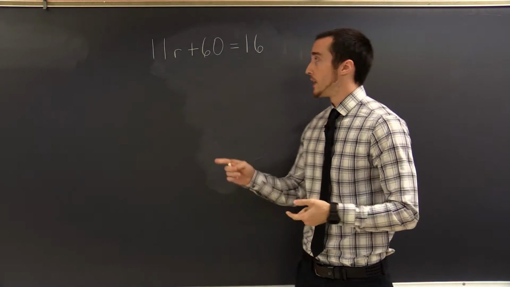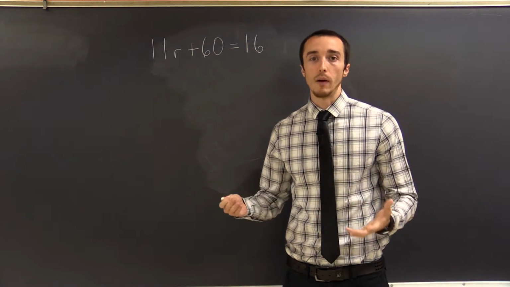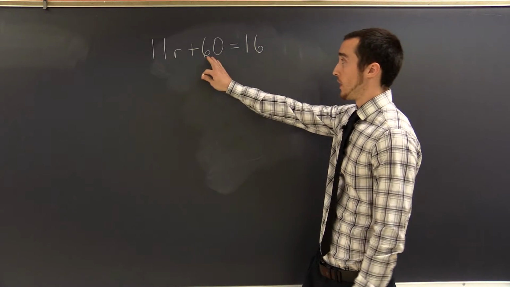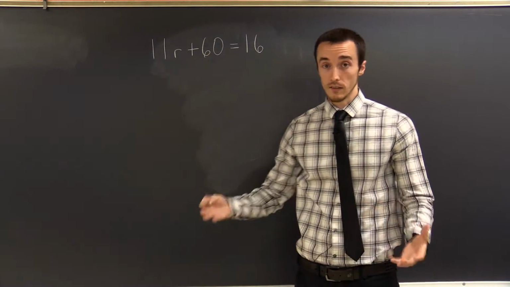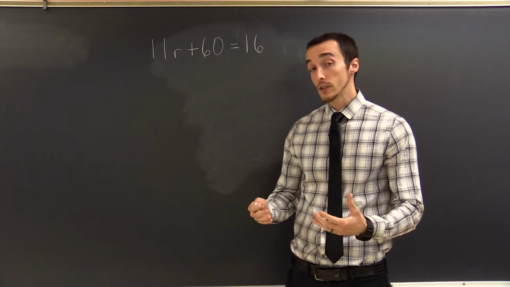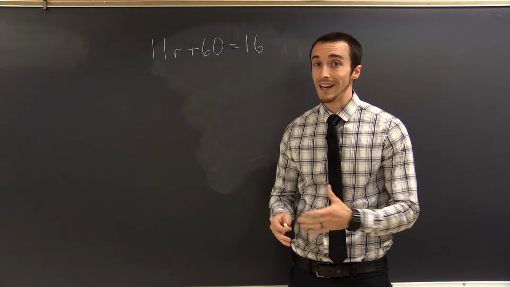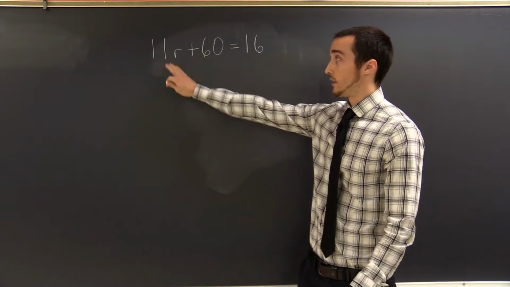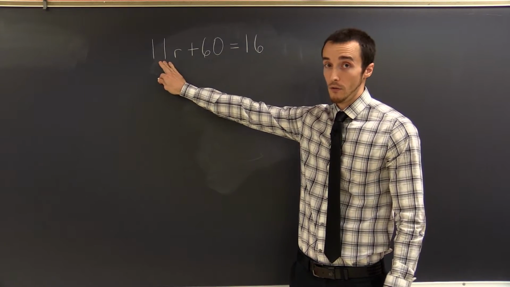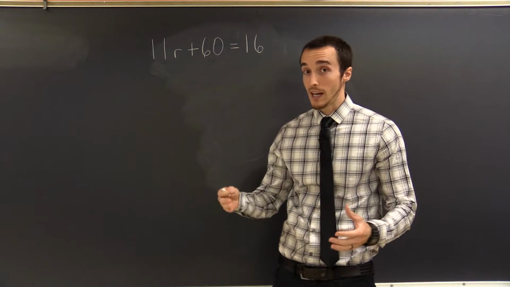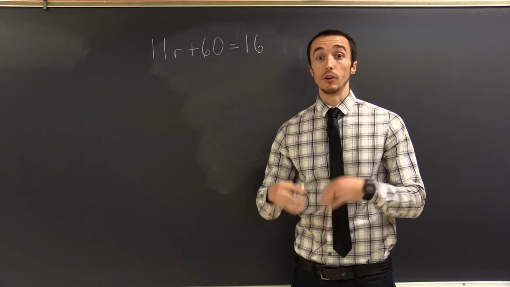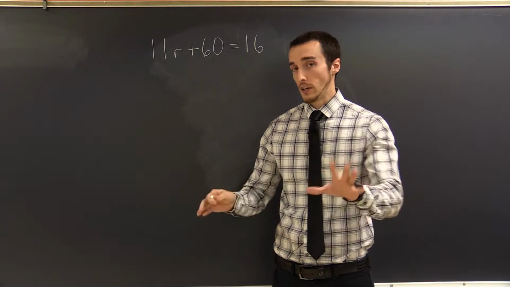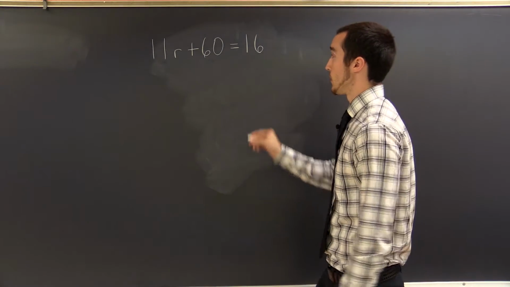A constant in algebra is really just a number by itself. So for example, 60 is a constant. It's just a number by itself. Coefficients are numbers that are multiplied by a variable. In this example, 11 is a coefficient. And most of the time, you want to think about getting rid of your constants first. So let's take a look at what that would look like in this equation.